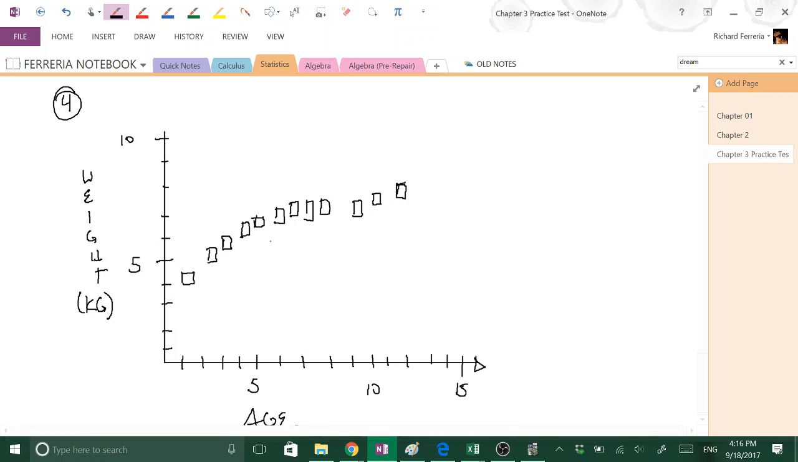Your choice of marks is not really going to make or break you. I like using the squares because it lets me be off just a little bit. I have a little more tolerance for error with the box rather than putting in a precise little point. Don't forget to scale and label your axes appropriately. I think we did that.